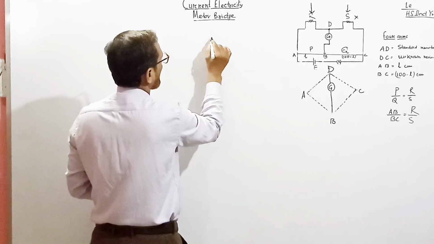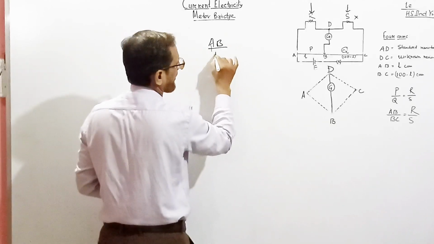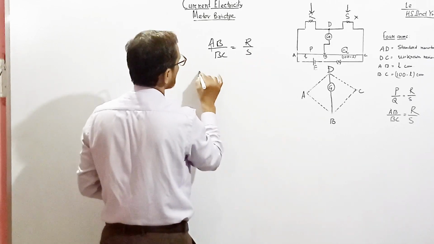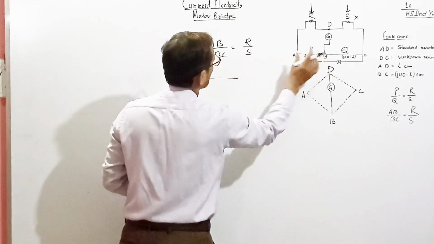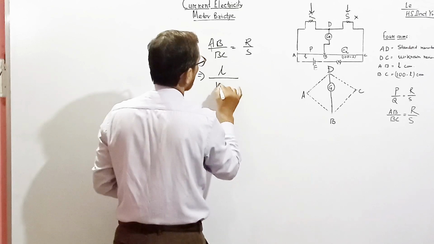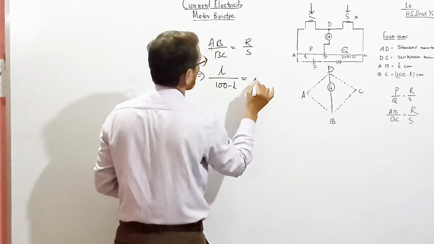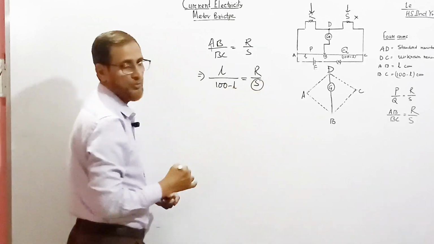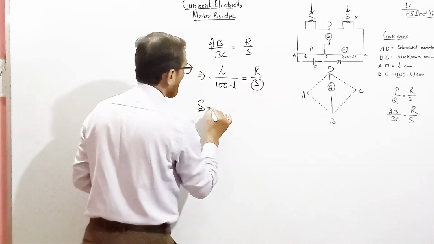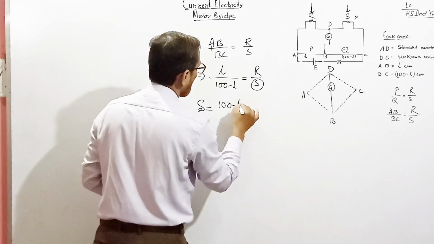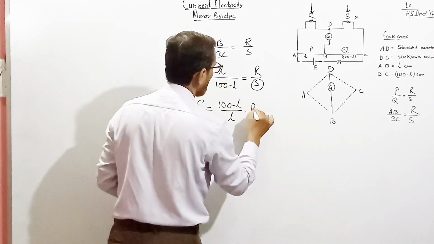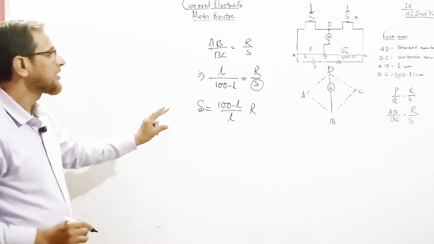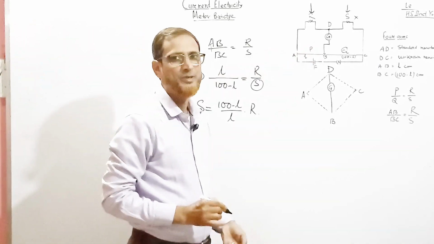Now AB by BC is equal to R by S. What is AB? AB is equal to L. So L divided by 100 minus L is equal to R by S. If S is unknown, we can find S equal to this into R. This is very simple. The unknown resistance S can very easily be calculated with the help of a meter bridge.